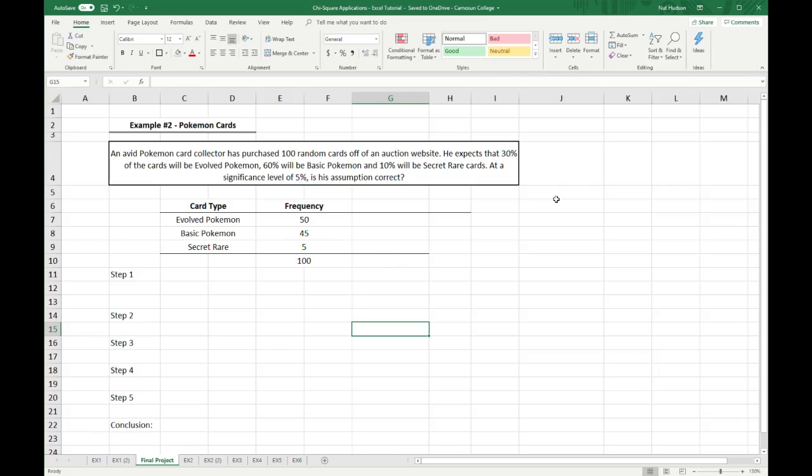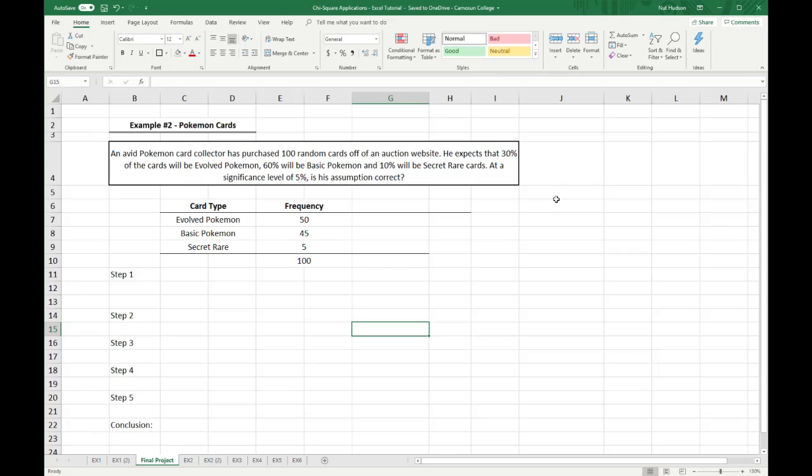An avid Pokemon card collector has purchased 100 random cards off an auction website. He expects that 30% of the cards will be evolved Pokemon, 60% will be basic Pokemon, and 10% will be secret rare cards. At a significance level of 5%, is his assumption correct?